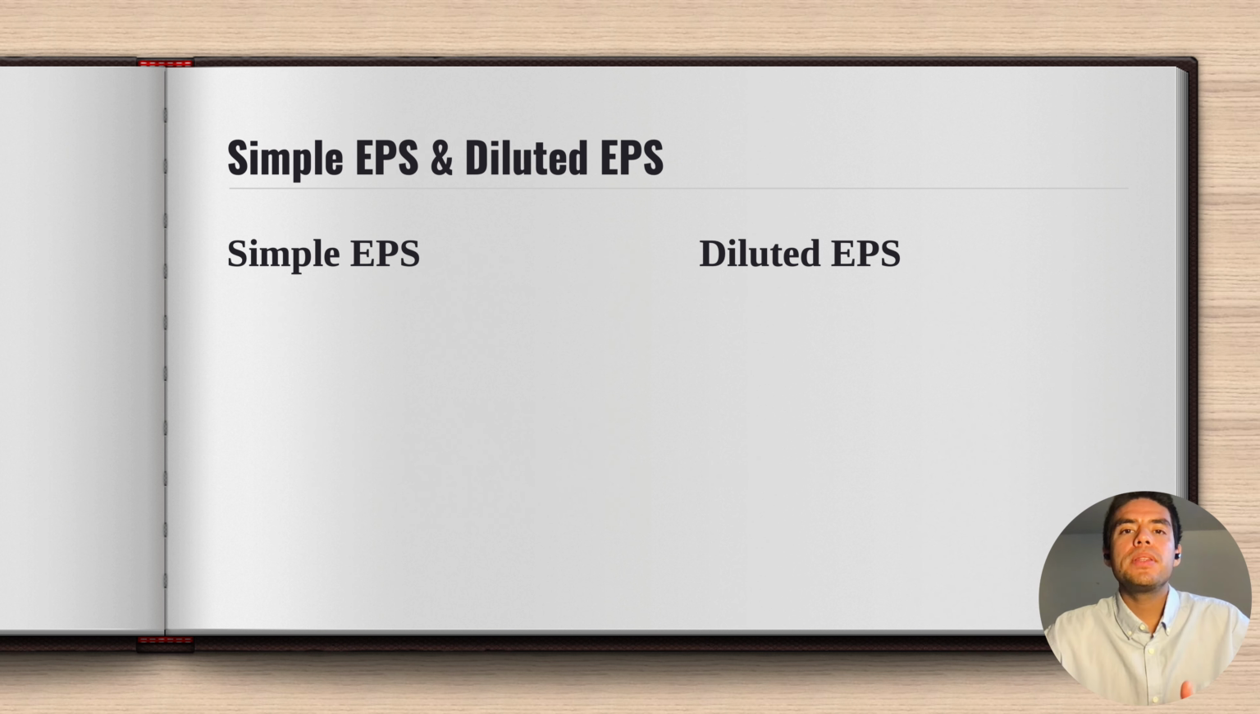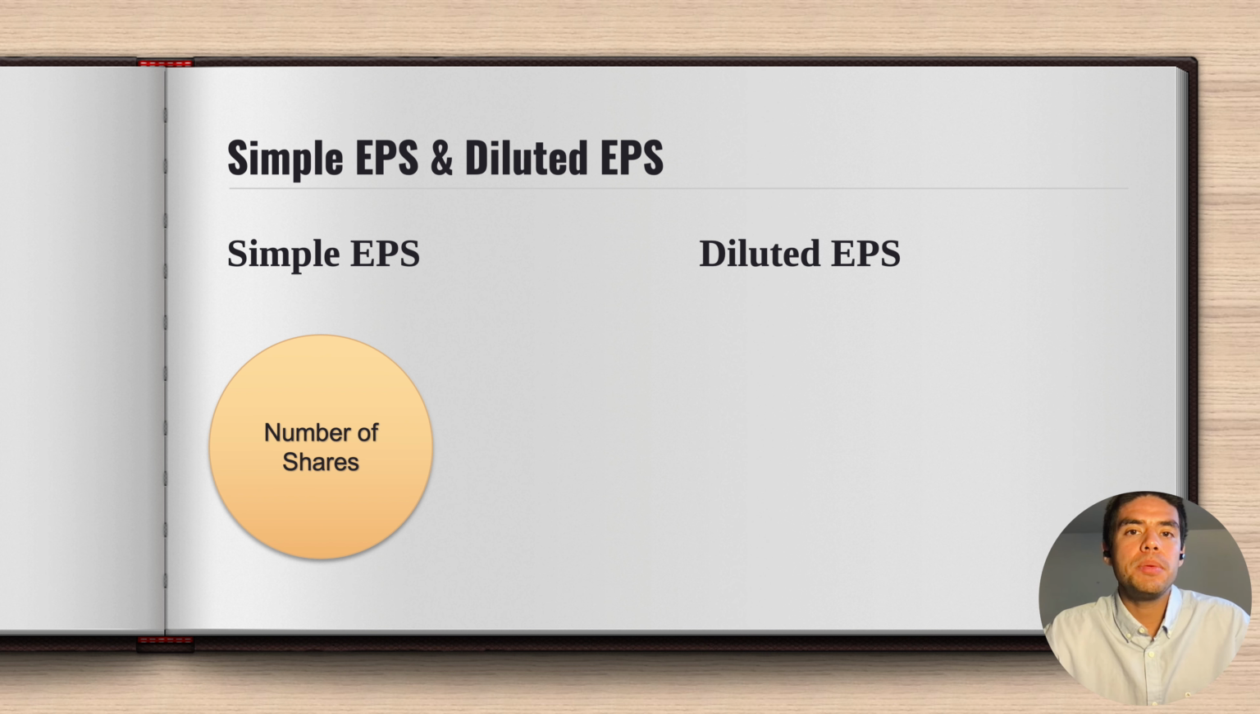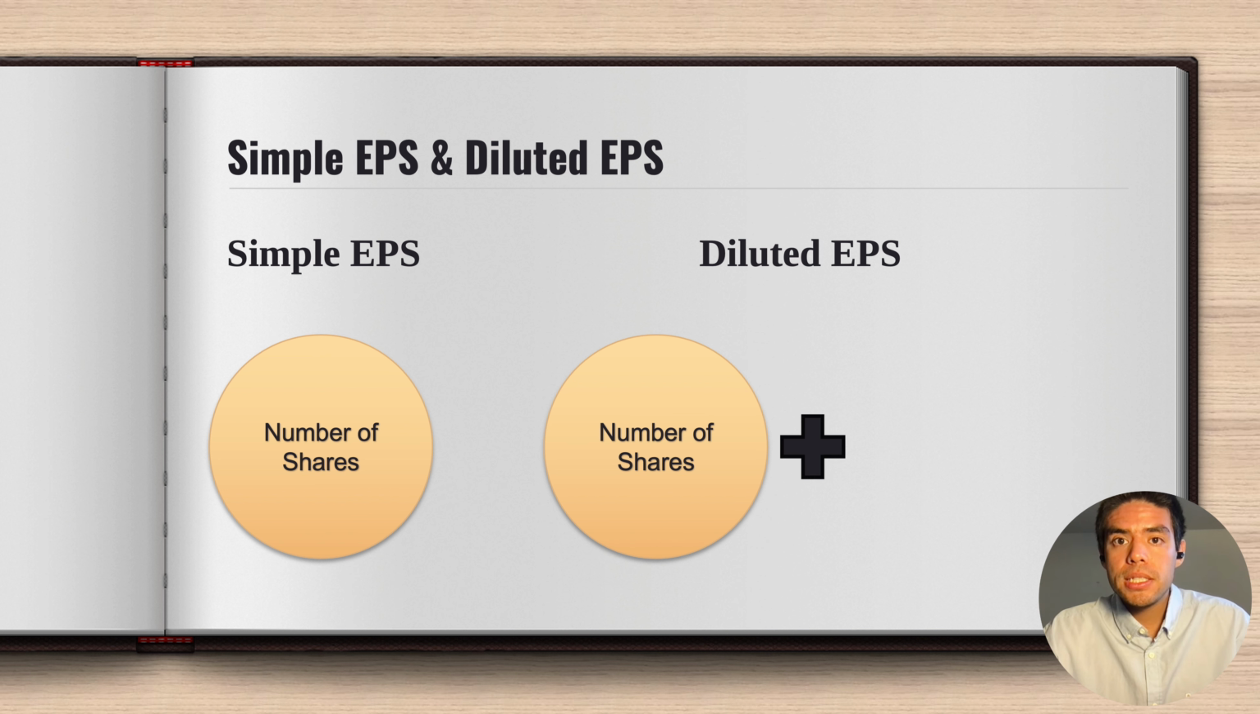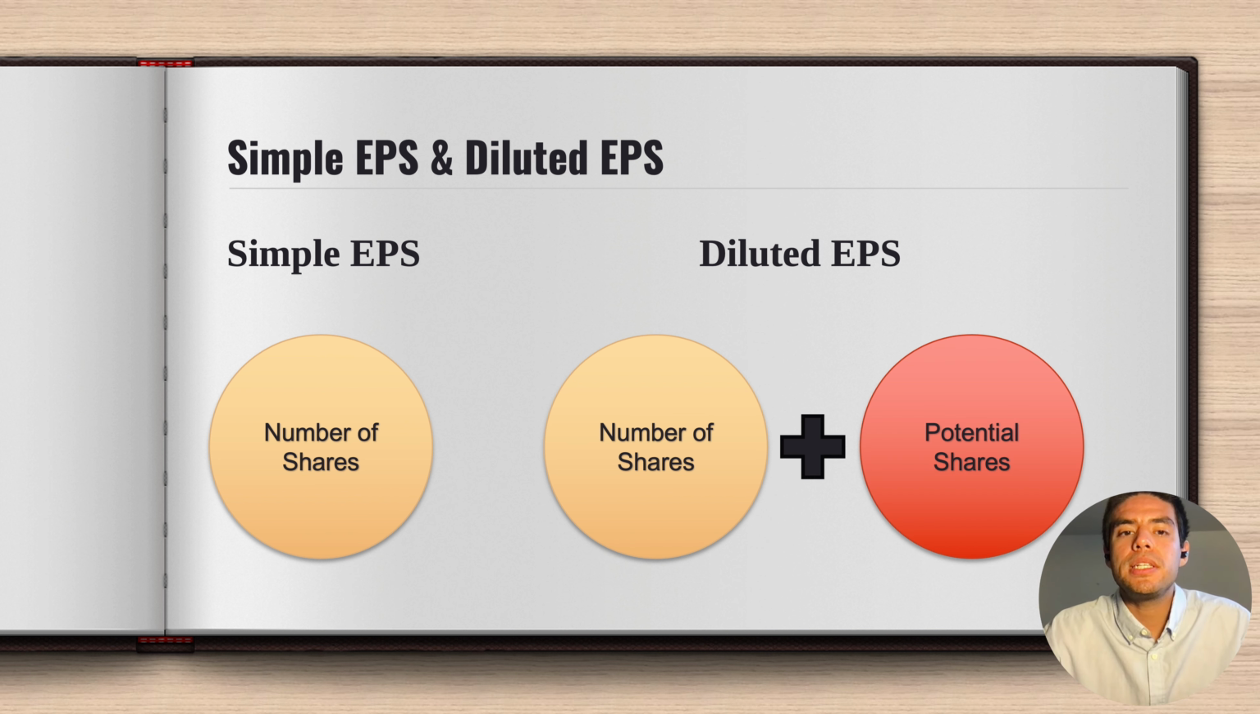Now, what do I mean by that? Well, the simple EPS includes the number of shares available to be traded in the open market. The diluted EPS includes the same shares outstanding plus the potential shares outstanding. In other words, diluted shares are the extra shares that could come into play if things like stock options or convertible bonds were converted into regular shares.